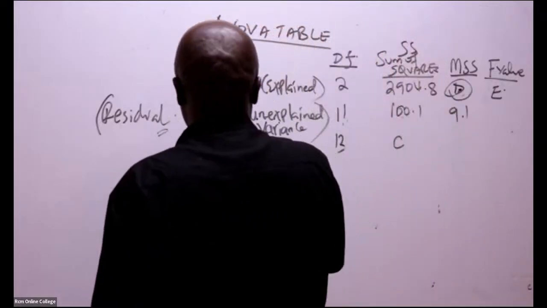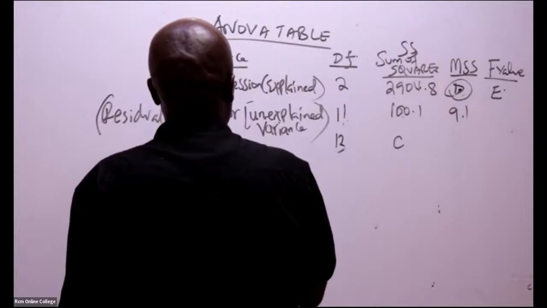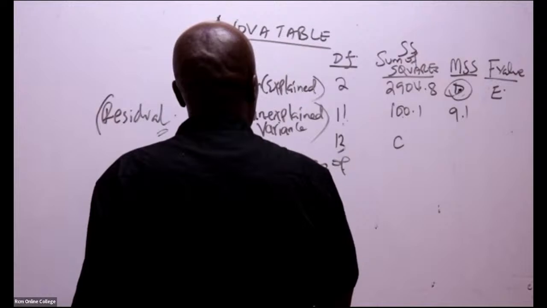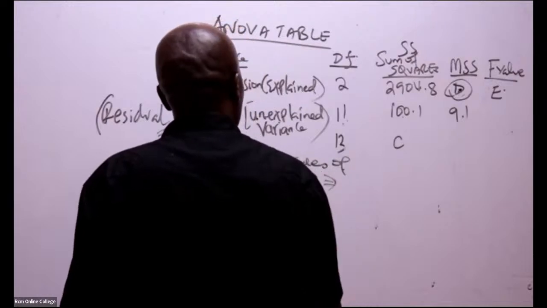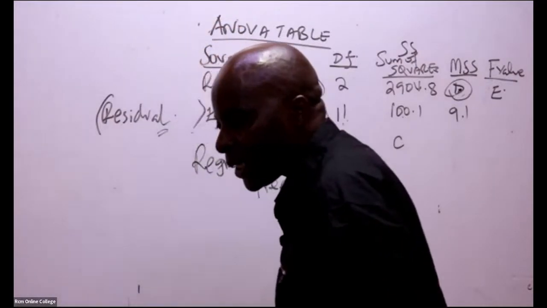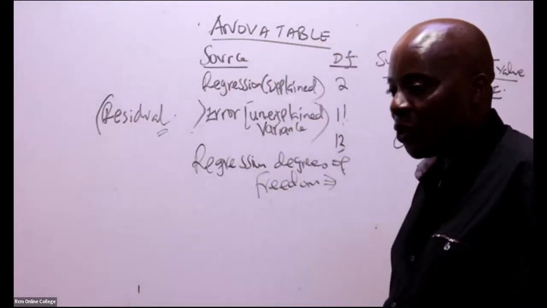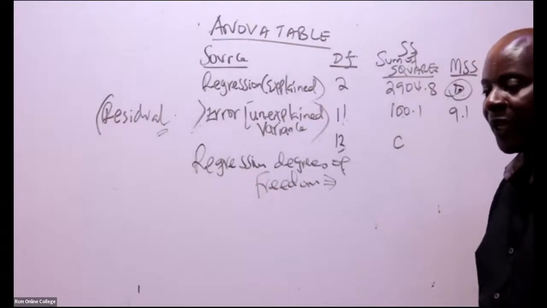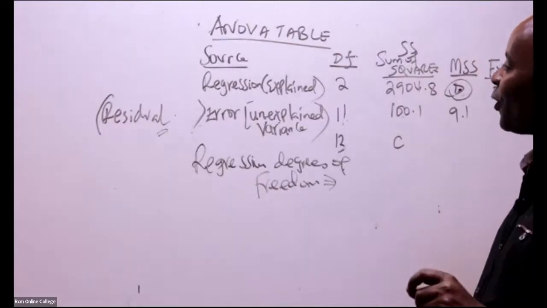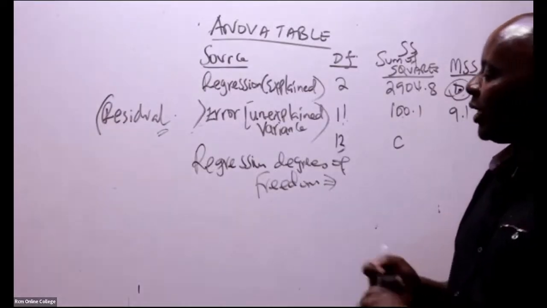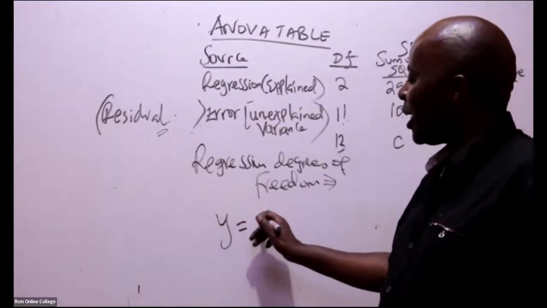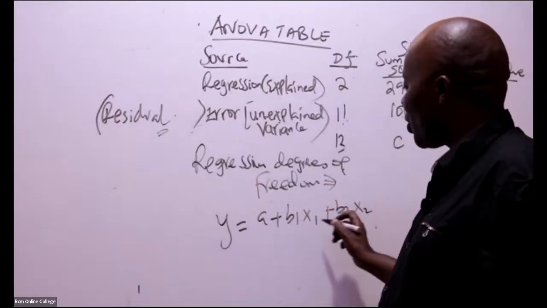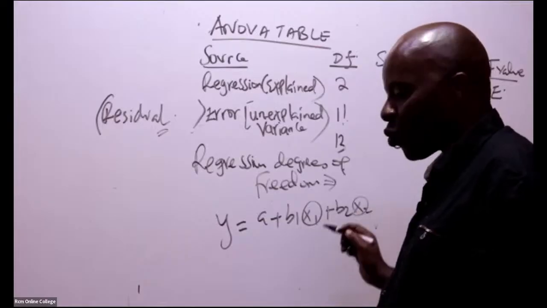Regression degrees of freedom. Please, if you have Muslim students around during your time of Maghrib prayers, we'll need to excuse you to pray. Very important. Explain k. K is the number of predictor variables. Like we had this equation of ours: a plus b1 x1 plus b2 x2. These are the predictor variables, and they were 2.